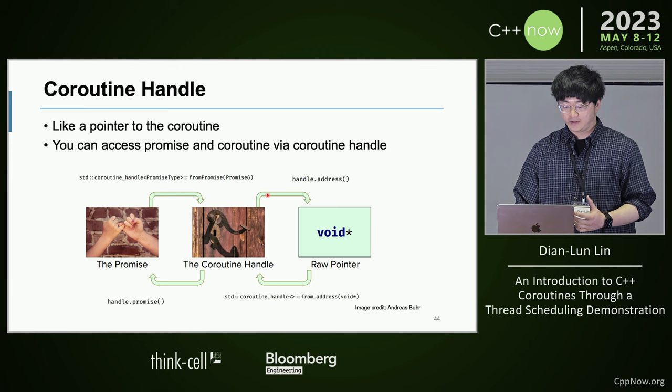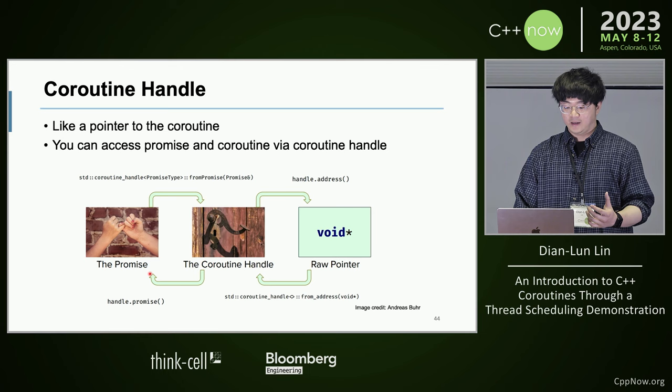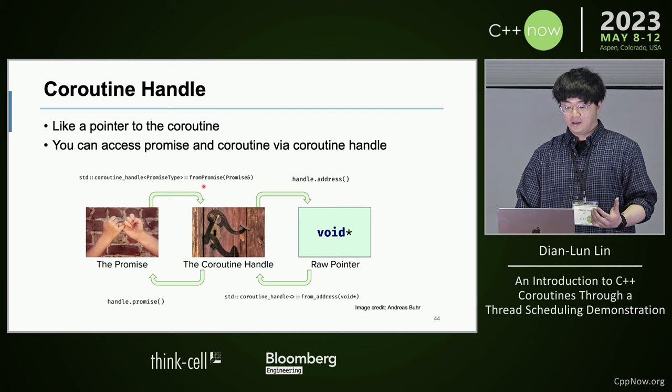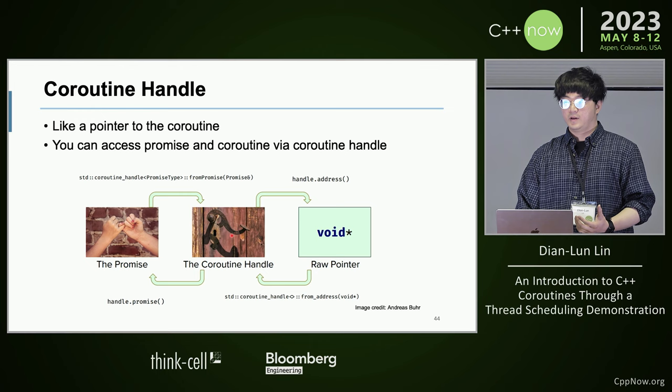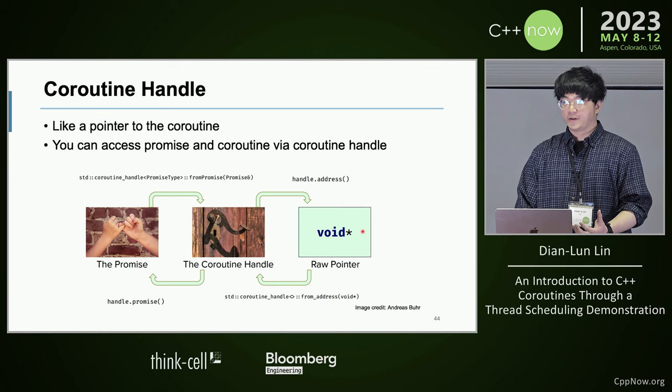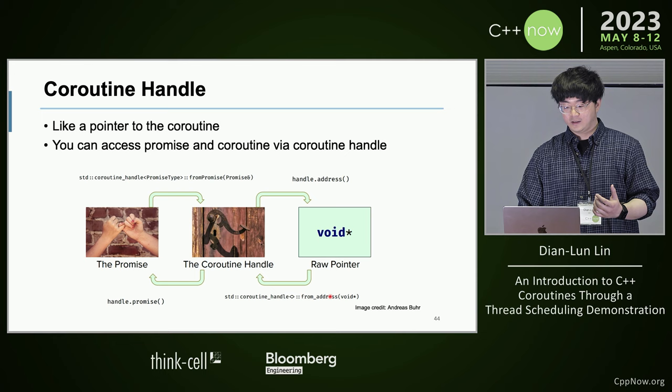What you can do is to call promise, and you'll get a promise. And the std library also provides from promise, so you can take the promise as argument, and then go back to the coroutine handle. On the other side, you can call handle.address to get a raw pointer. It's like C-style programming. And then you can also use from address and take the raw pointer to get back to the coroutine handle.